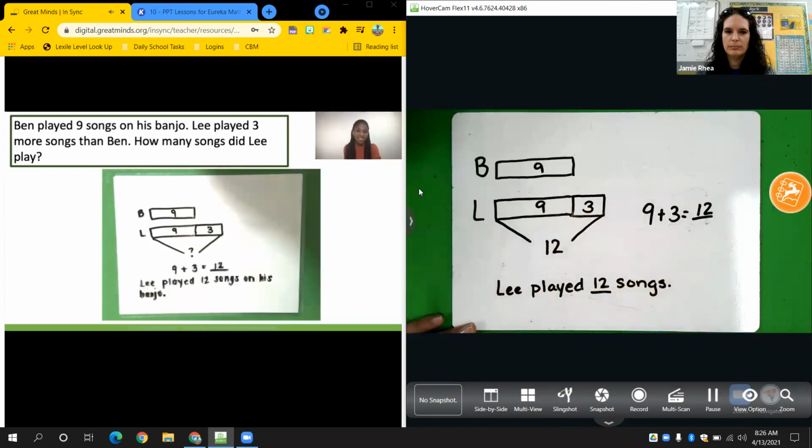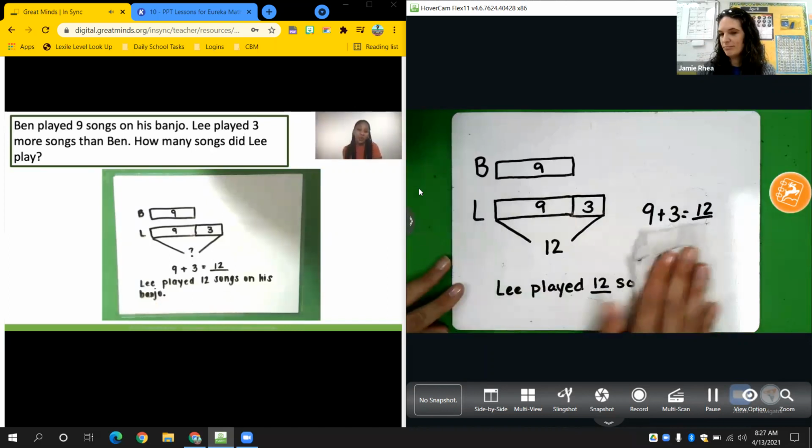Well, mathematicians, check your work with mine. Did you also get 12? Yes, we did. For my sentence, I wrote, Lee played 12 songs on his banjo. Excellent work, mathematicians. Give yourself a pat on the back. Let's move on to word problem 2.